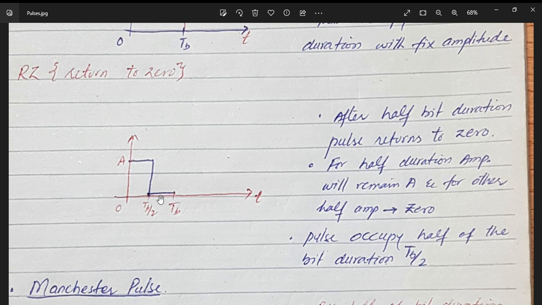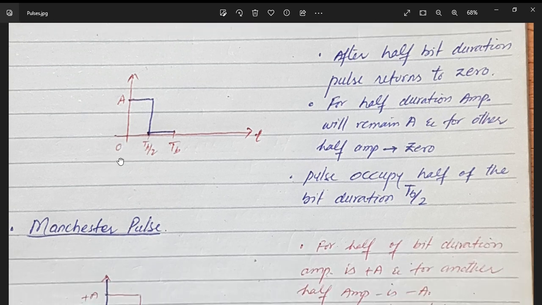So it means that for half of the bit duration, the amplitude will remain fixed and constant, and for the other half, the amplitude remains 0. Or you can say the pulse occupies half of the bit duration, that is Tb by 2.